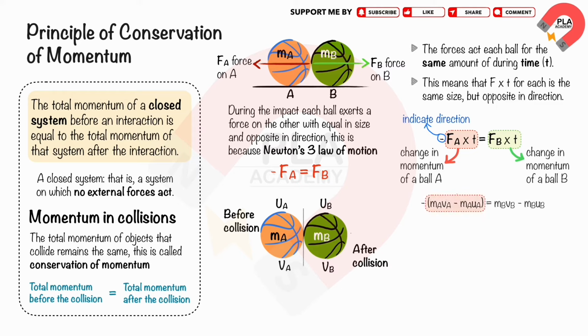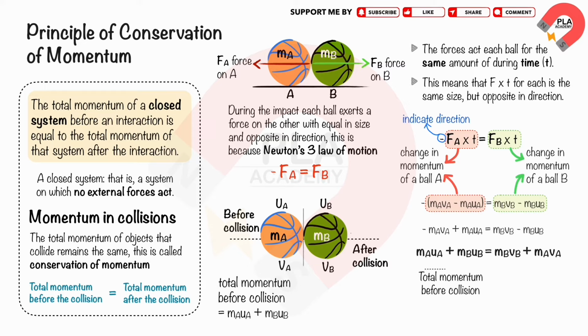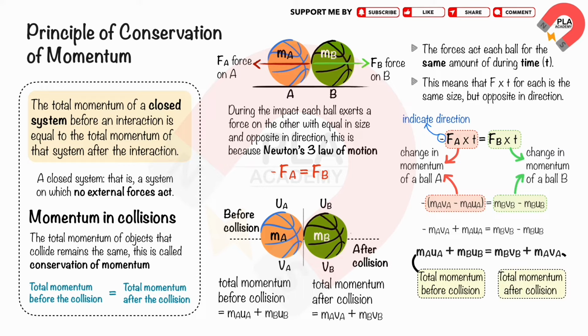So, the change in momentum of ball A is equal in magnitude but opposite in direction to the change in momentum of ball B. We rearrange the equation like this. This ensures that the total momentum before the collision remains equal to the total momentum after the collision.